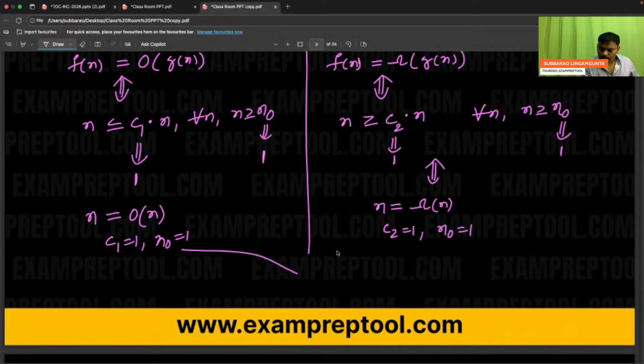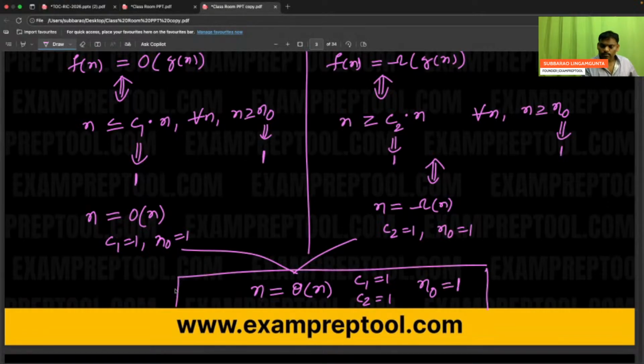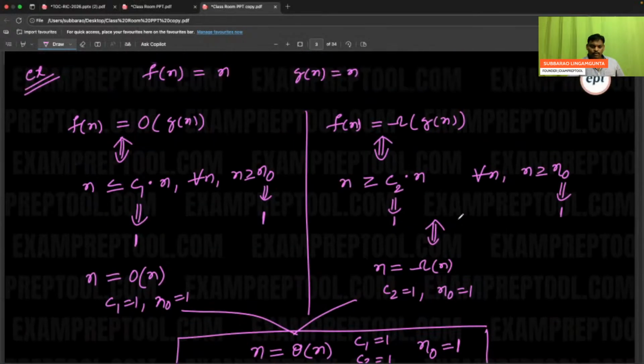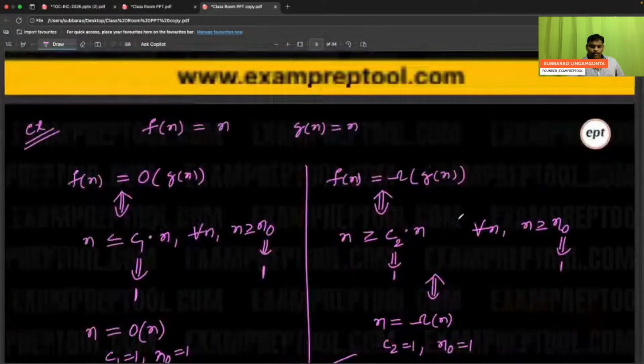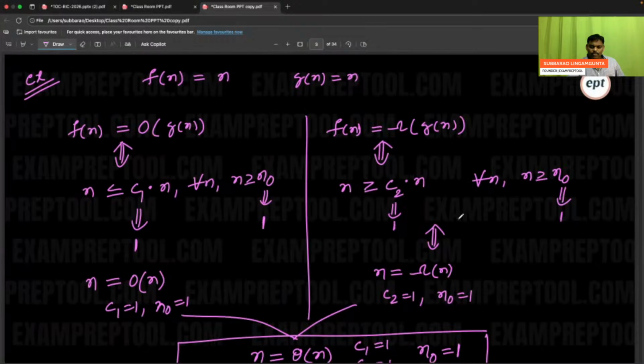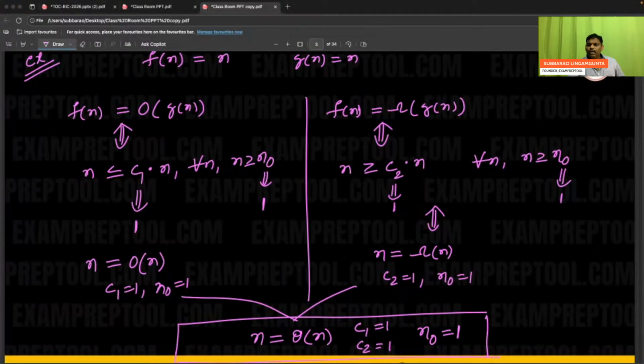Because big O and omega are both possible, I can say n is theta of n for some constant C1, 1, for some constant C2, 1, for n0, 1 onwards. Theta is possible from 1 onwards. So the second example is also perfect for everyone. Theta is okay. Do we have any objection till now?